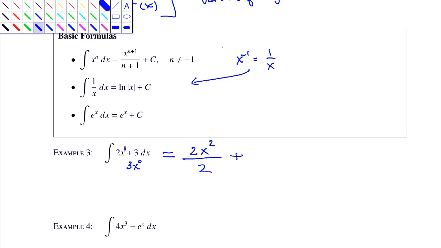So we will add 1 to the power. That becomes 3 times x to the first divided by 1. And then as soon as you do the integration, you tack on the plus c. You don't wait until after you've simplified everything. It goes in immediately. 2x squared divided by 2 is x squared. And then 3x to the first over 1 is just 3x plus c.